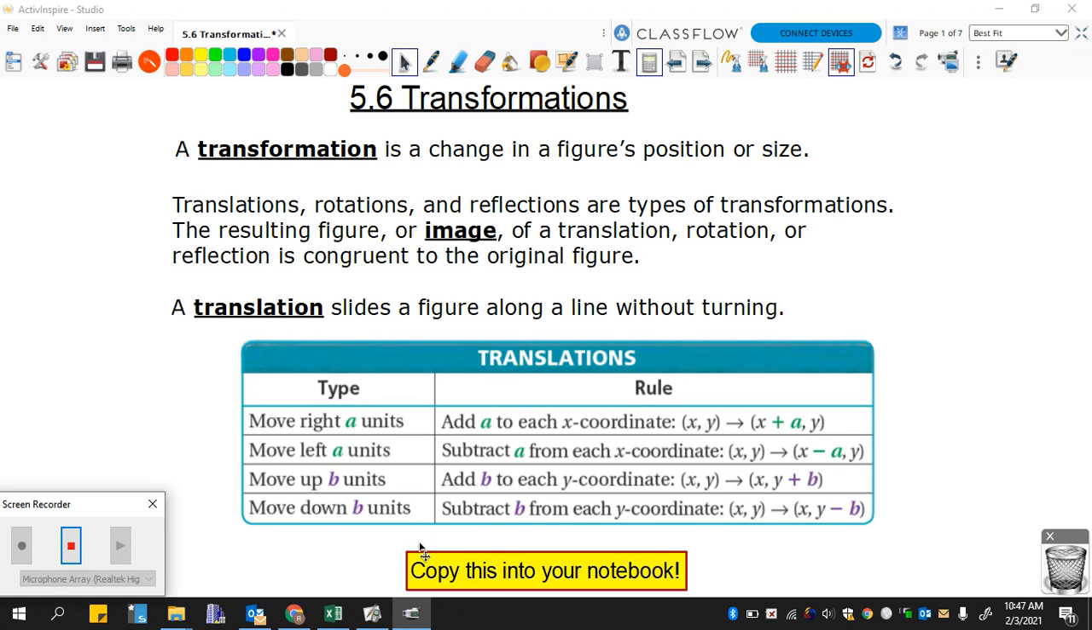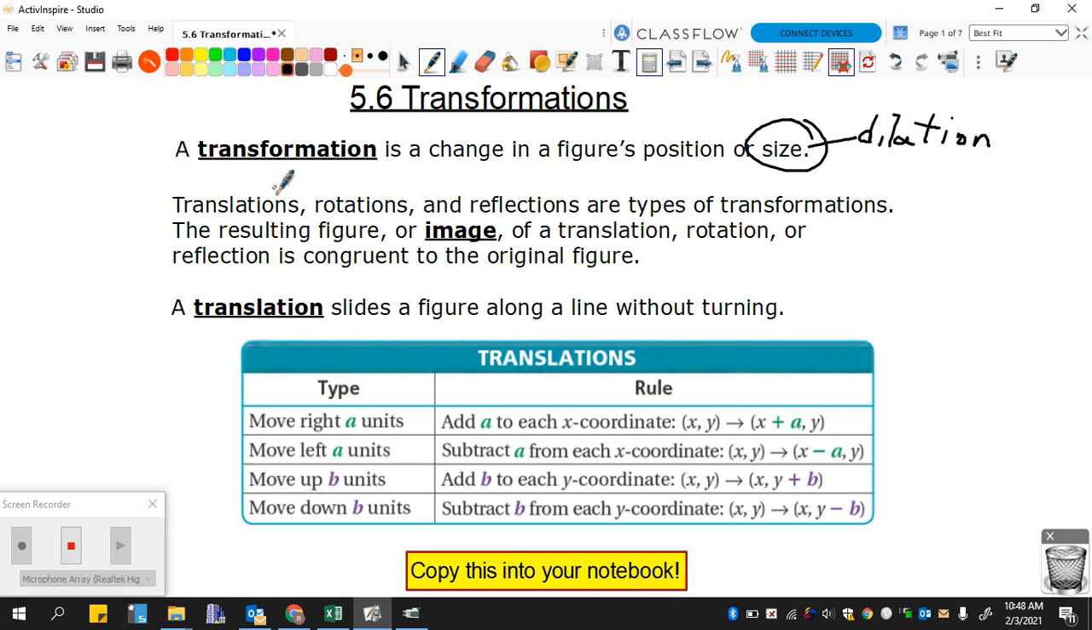In this lesson, we're going to talk about the transformations of different objects on a coordinate plane. A transformation is a change in a figure's position or sometimes size, although if it's a size, we call it a dilation. But we're not talking about dilations today. We're just going to talk about a transformation, and that just means that we're changing the figure's position.